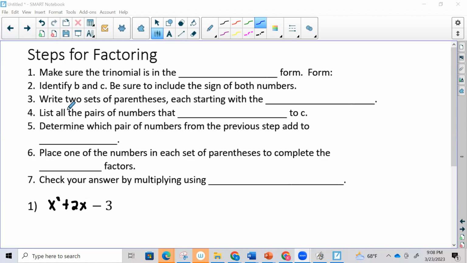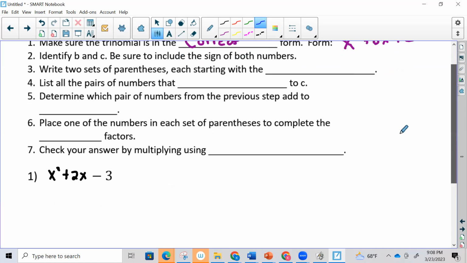And in this section, we're going to learn how we do that. Okay, so for the steps, first you need to make sure the trinomial is in the correct form. And again, the correct form is x squared plus bx plus c. You may need to rearrange terms because you need the squared first, then x to the first, and then the constant. We need it in standard form. Then we're going to identify our b and our c, and we want to make sure we include the sign for both numbers.